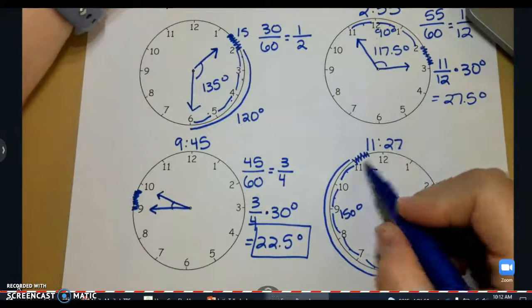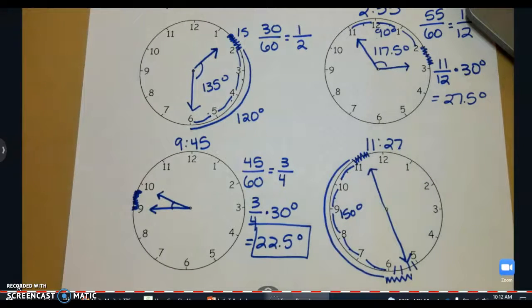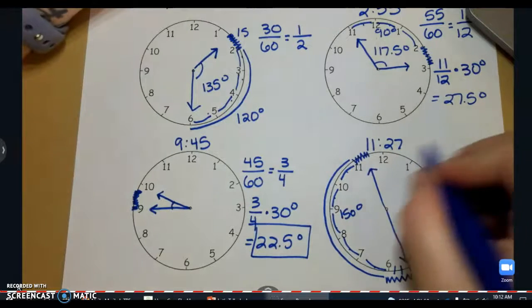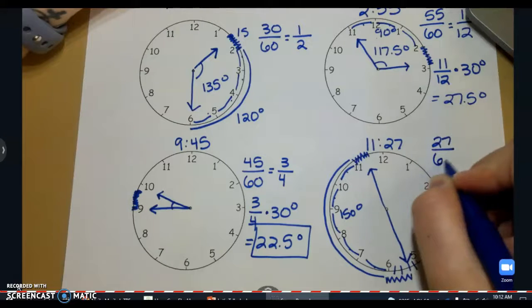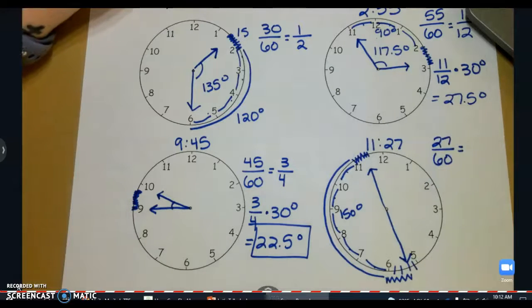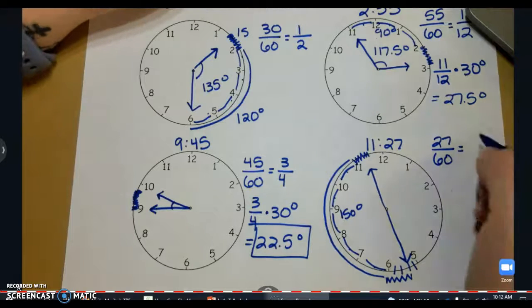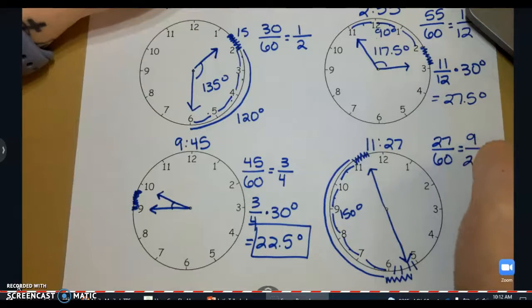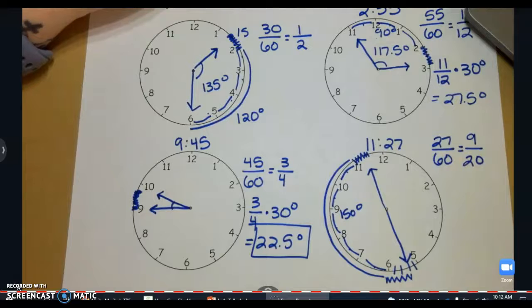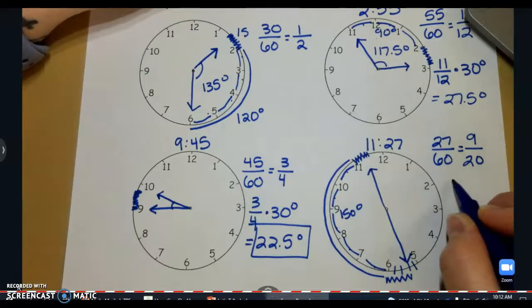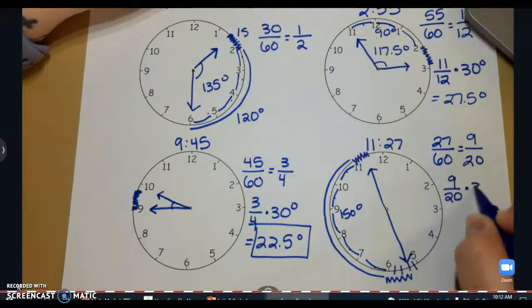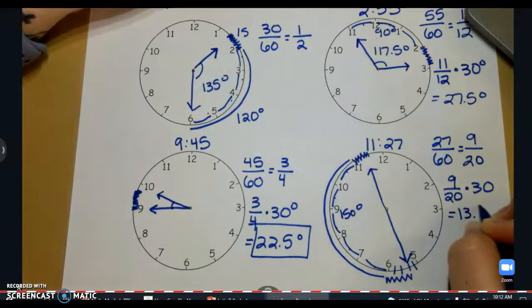So let's do from the 11 to the hour hand first. We've got 27 minutes have passed over the total 60 minutes in an hour. This is equivalent to 9 over 20. So 9/20 of the hour have passed, so it's 9/20 of the way of 30 degrees. So we need to find 9/20 of 30 degrees. And that's equal to 13.5 degrees.